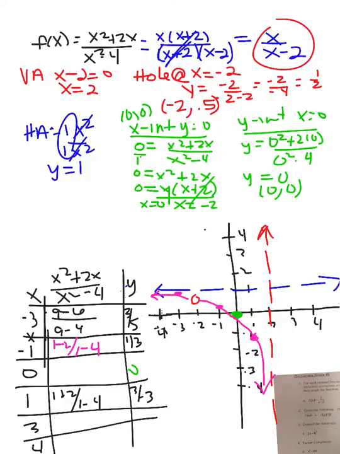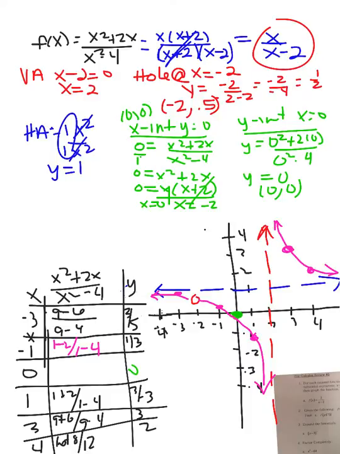All right, so let's try 3. So I have 3 squared is 9. 2 times 3 is 6. So it's 9 plus 6 over 9 minus 4. So that's 15 over 5, which is 3. So it's 3/3. All right, so now we're going to do 4. So 4 squared is 16. 2 times 4 is 8. So it's 16 plus 8 over 16 minus 4, which is 12. So we have 24 over 12, which is going to be 2. So that's 4, 2. So it's going to look like this.